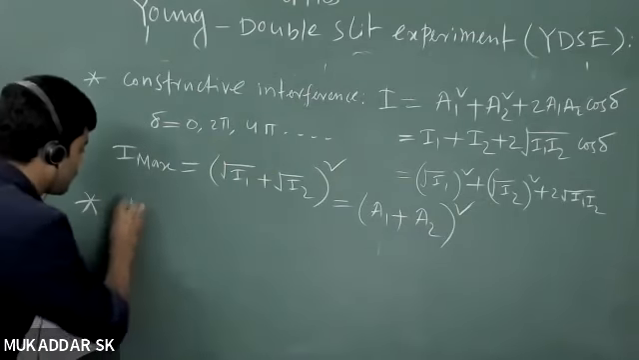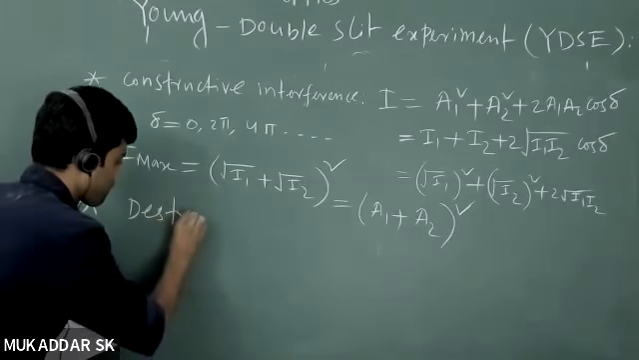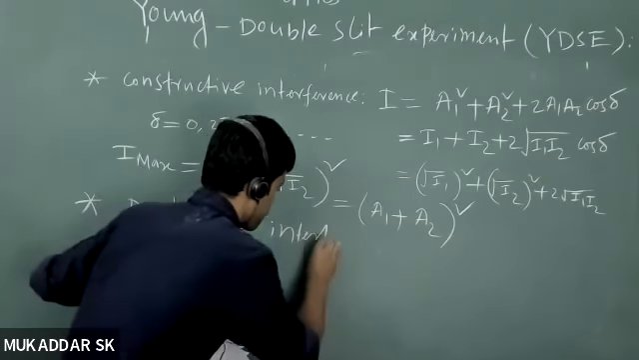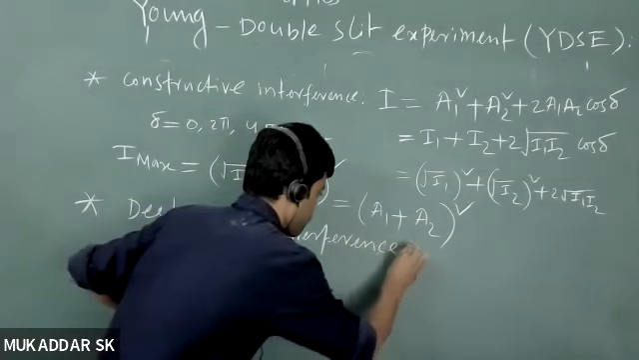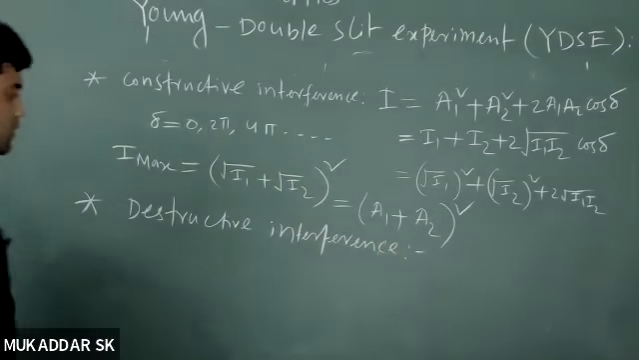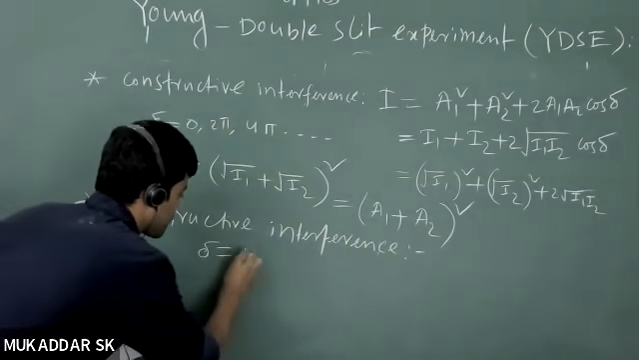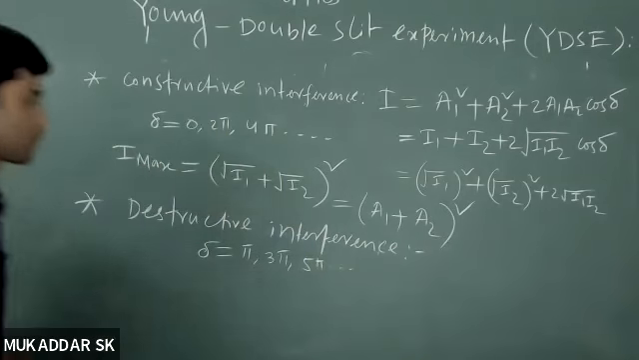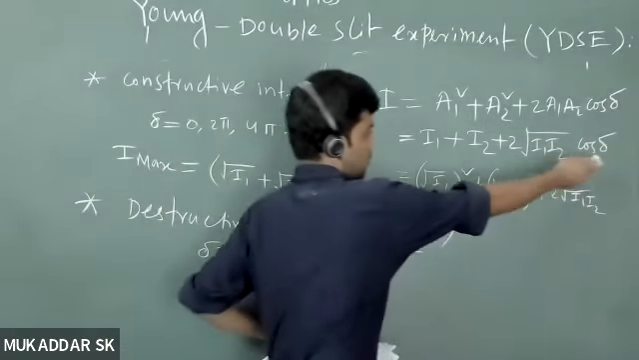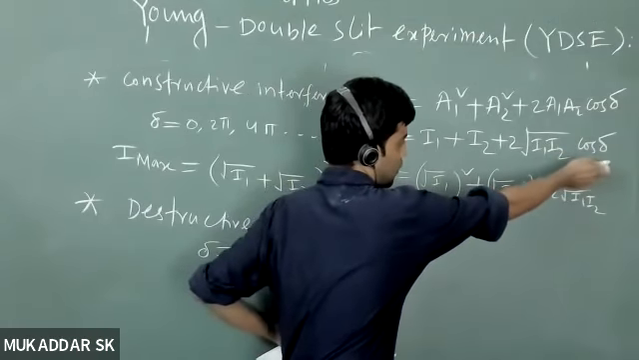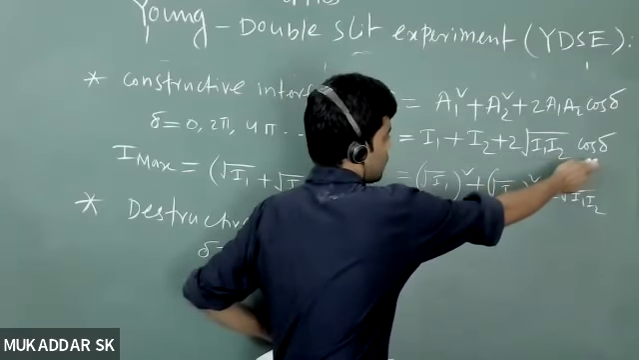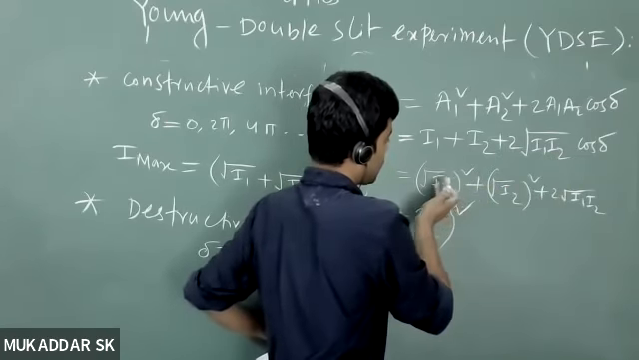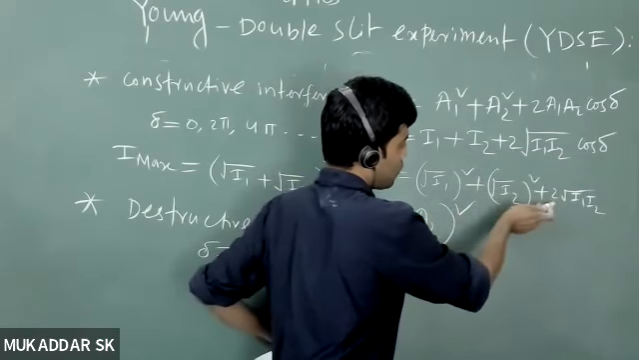Second part, destructive interference. So for destructive interference, what is your delta? In what order should delta be? Either pi, 3 pi, 5 pi and so on, right? So now if you put cos pi or 3 pi or 5 pi, what will come? It will be minus. So in that scenario, what will you get? Here you will get basically minus, right? So you will get root over I1 square plus root over I2 square minus 2 root over I1 I2.